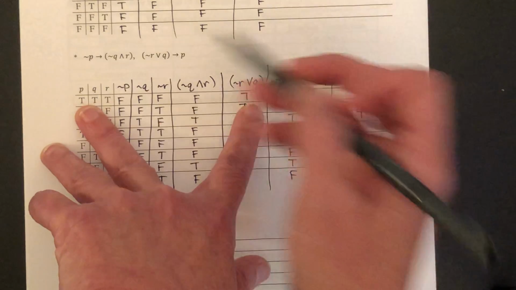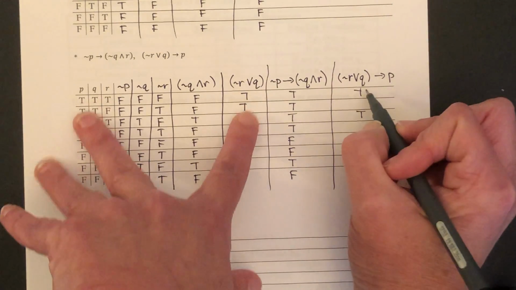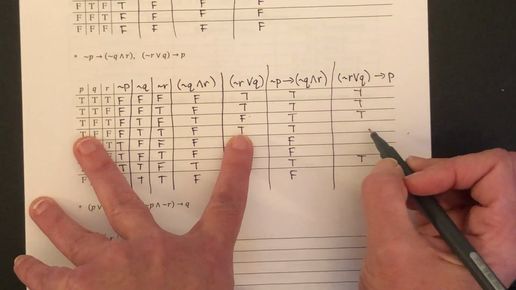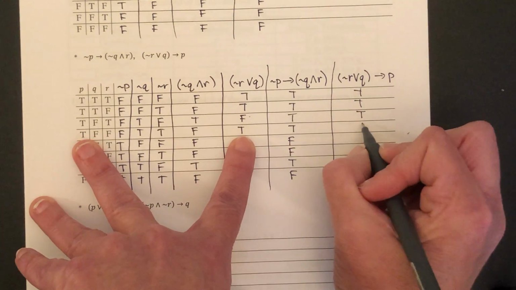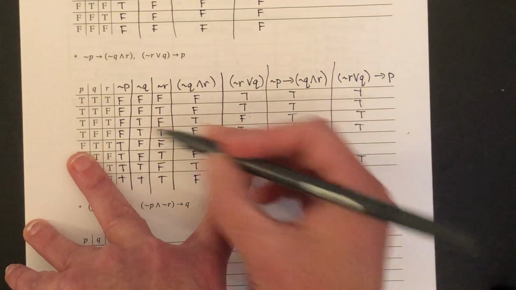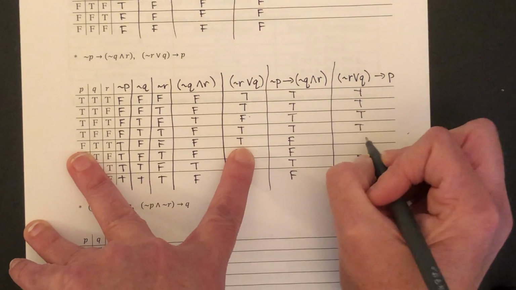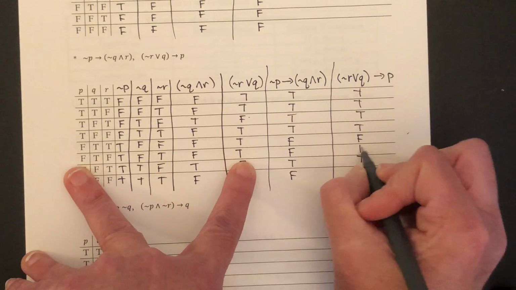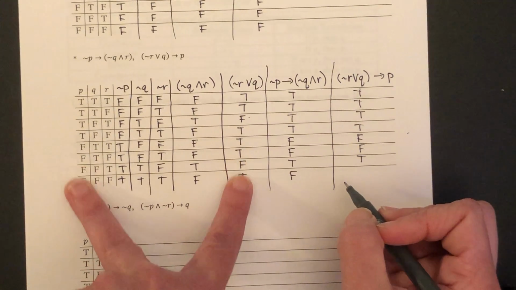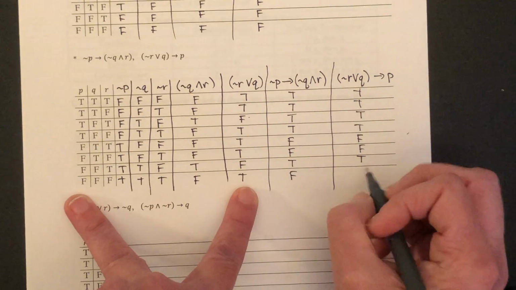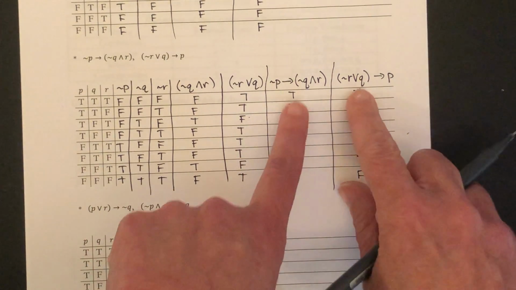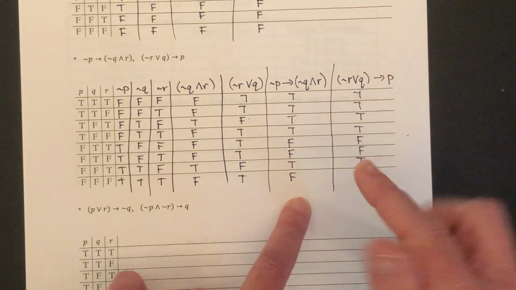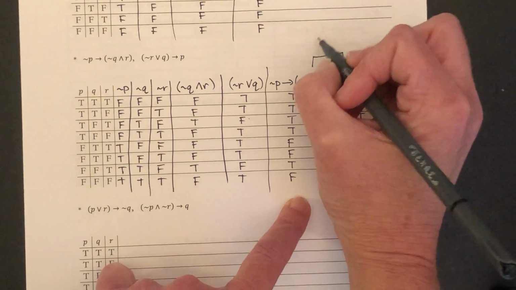So if true, then true is true. If true, then true. If true, then true. True, then false is false. If true, then false is false. And then the last one is here. If true, then false is false. Now compare these. These are exactly the same, so these are equivalent.